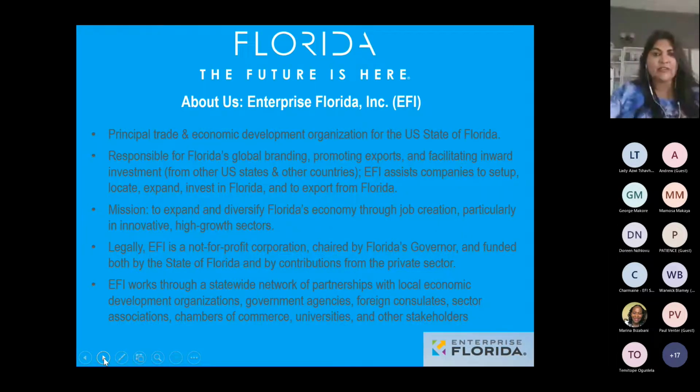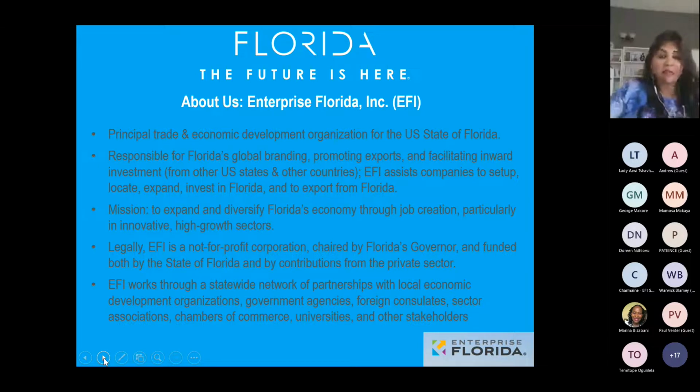Enterprise Florida is the official economic development organization for the US state of Florida and is responsible for Florida's global branding, promoting exports, facilitating inward investment, not just from US states, but other countries as well. Enterprise Florida, also known as EFI, assists companies to set up, to locate, to expand, to invest and trade with Florida, and Floridian companies to export from Florida.